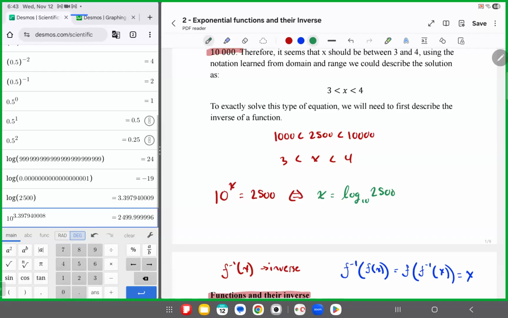Okay, but that's going to be us for today. Tomorrow, we're going to be studying this in more detail as we convert between exponential and logarithmic form.